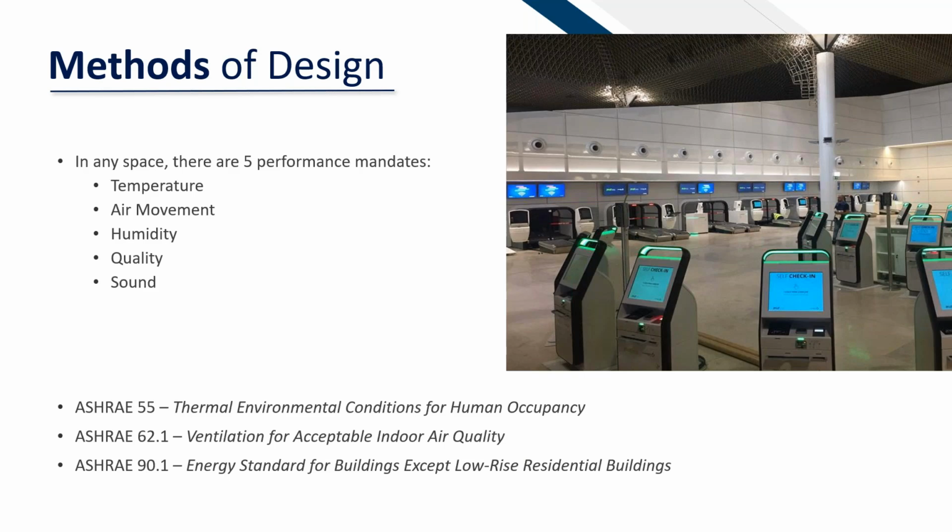Okay, so the methods of design and things you need to take into account when you're looking at these spaces. In that picture there, we see an airport terminal and we see some jet nozzles on the side there. Jet nozzles are one way that we can combat, one of these 5 performance mandates being temperature, air movement, humidity, quality, and sound. So making sure we're getting that air within the space on those wide, high atrium style spaces is critical. And then we use these 3 ASHRAE codes typically to look at high bay spaces: ASHRAE 55, ASHRAE 62.1, and even ASHRAE 90.1 in certain cases as well. We'll touch on some high bay spaces.